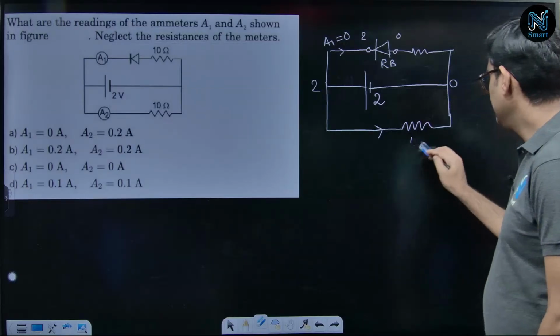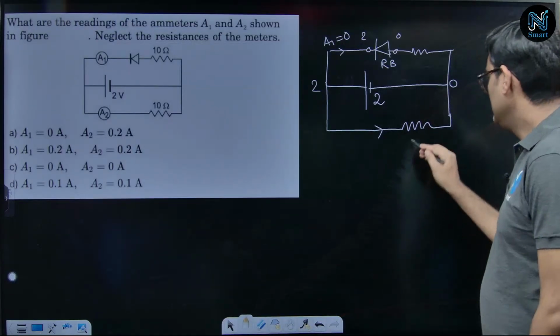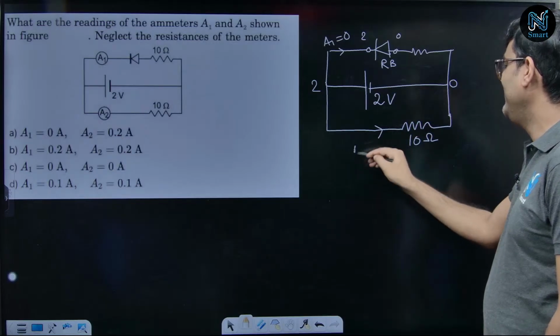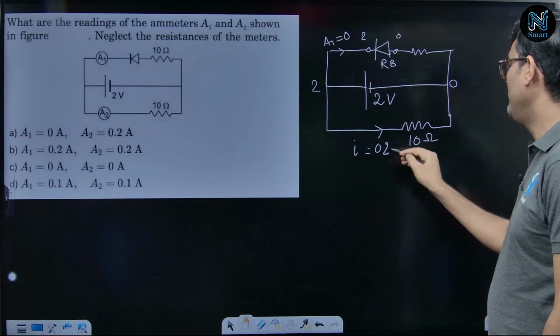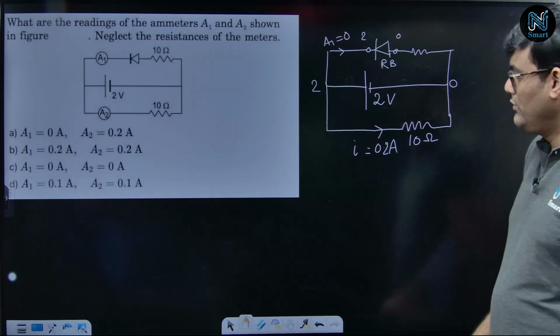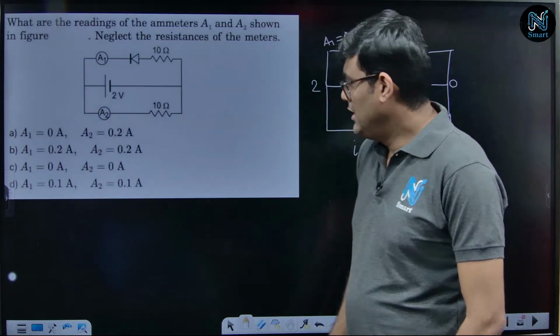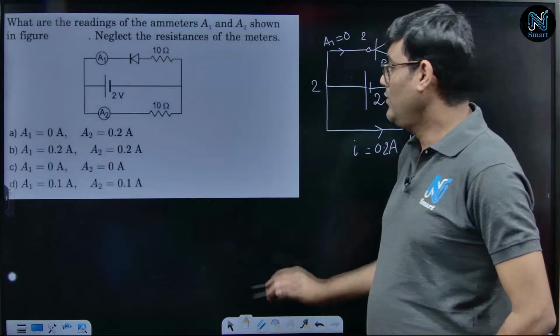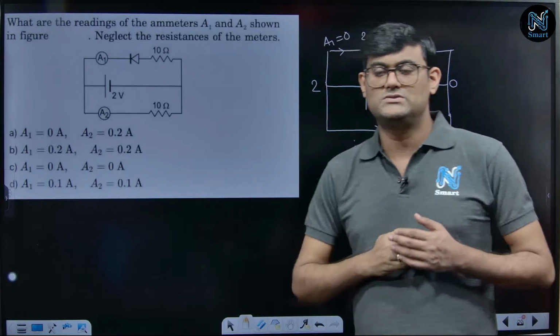My bad, this resistance is 10 ohm. যদি এটা 10 ওহম হয় আর এটা 2 ভোল্ট হয়, তাহলে কারেন্টের ভ্যালু কত হয়ে যাবে? 0.2 অ্যাম্পিয়ার, রাইট? নাও ইউ ক্যান ইজিলি মার্ক দ্য অপশন। I think option A is your correct choice, where A1 is 0 ampere and A2 is 0.2 ampere.